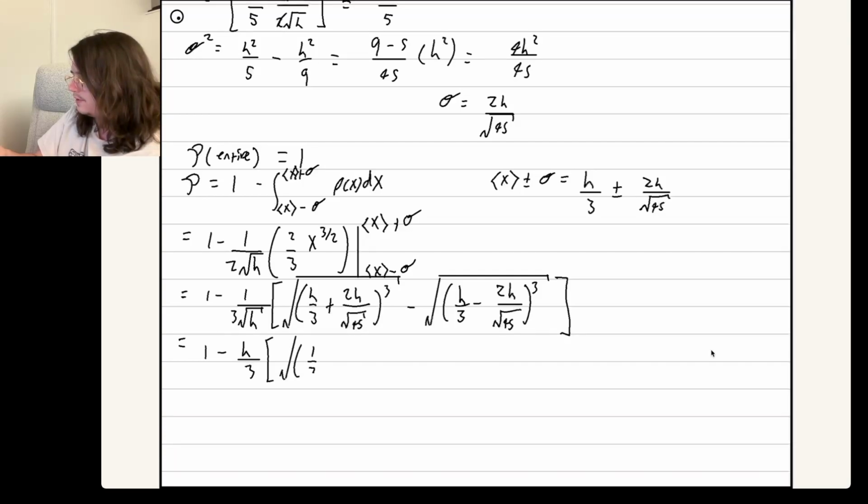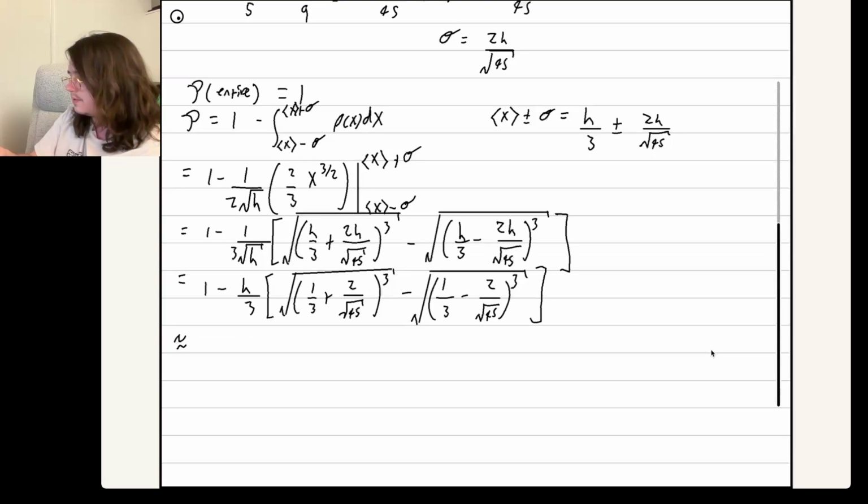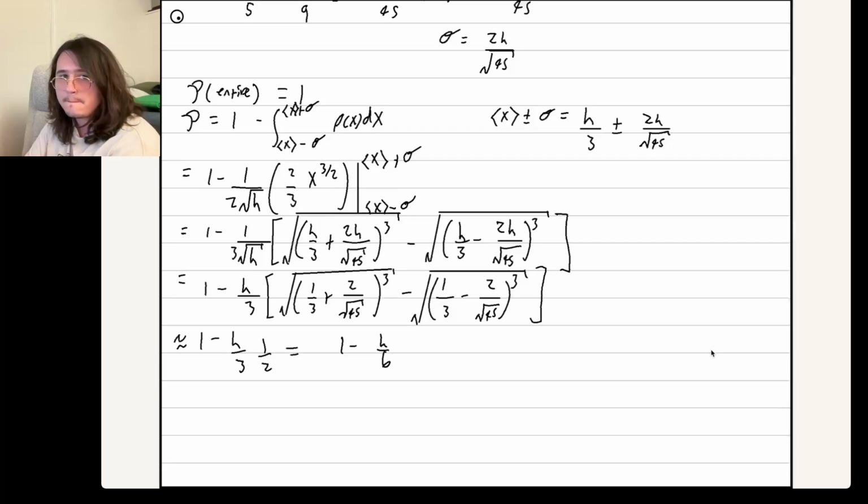And then I've factored out the h's, so it's just the same terms again, which I'm not going to calculate analytically. I did just use a calculator to find the values of these things because they're really gross terms. But it turns out that the value of those radicals is about 1/2. So your probability is about 1 minus h over 6. So there you go.